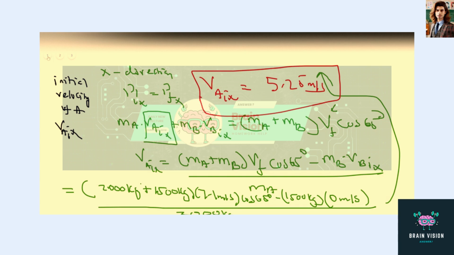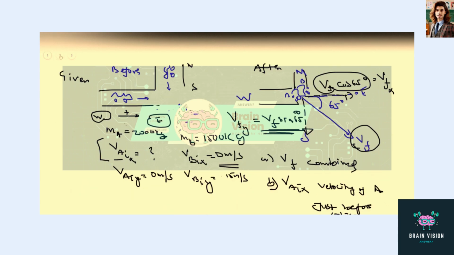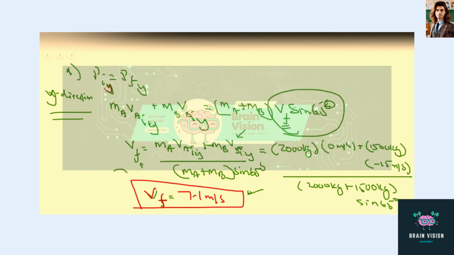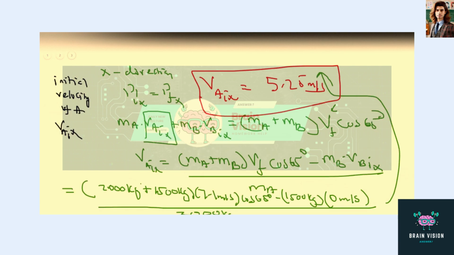Hope you enjoyed the problem. We had to find the V final velocity when they meet in the intersection and they collide, and that's the number we had. And then we also had to find the initial velocity of A just before the collision.